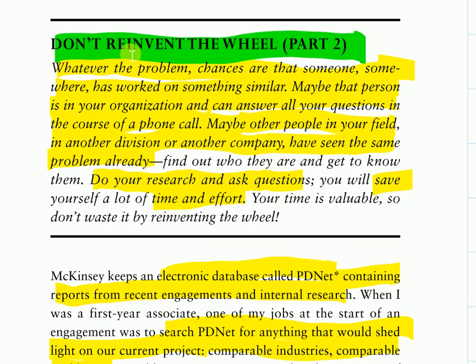So the author says, do not reinvent the wheel. He says, whatever the problem, there are chances that someone somewhere has worked on something similar. Maybe that person is in your organization, and he can answer all your questions in one phone call, or maybe the person is in the field or another division or in another company and has worked on the same problem already. Find out who they are and get to know them, try to network with them and get as much data as possible from them. Do your research and ask questions. This will save a lot of time and effort, which is very, very important in engagements like these.